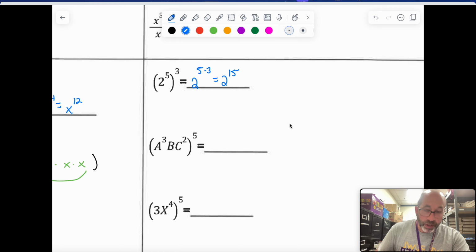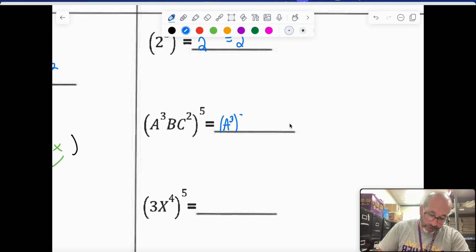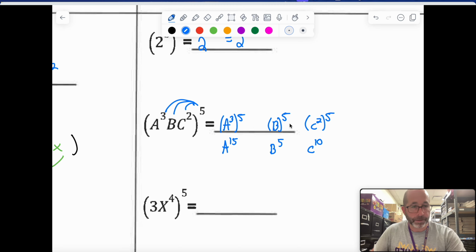This next one, now these get a little more challenging, okay? We're going to break this into separate problems. We've got a to the 3rd to the 5th. We've got b to the 5th. That 5 gets distributed to everything in here because it's all inside there. And then we've got c to the 2nd to the 5th. So that means we've got a to the 15th, b to the 5th, and c to the 10th when we multiply those exponents together.